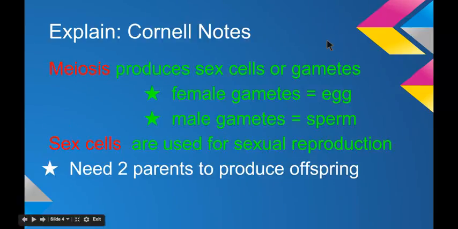So our new notes for today: meiosis is the type of cell division that produces sex cells or gametes. The fancy science name is gametes. So female gametes are eggs and male gametes are called sperm. Sex cells are used for sexual reproduction. That means you need two parents to produce offspring.